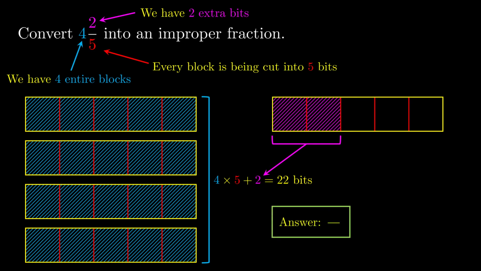So what's our answer going to be? Because there's 22 bits, that's the number on top. And how big is each bit? How small is each bit, right? What are we cutting things into? We're cutting things into fifths, every block's being cut into 5, and so 5 is that number on the bottom. And so that's how you turn a mixed number into an improper fraction.